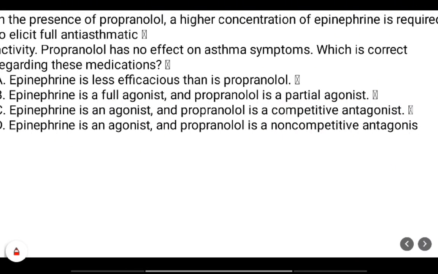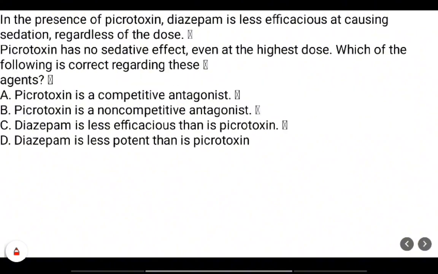Next, okay, in the presence of picrotoxin, diazepam is less efficacious at causing sedation regardless of dose. We are not talking about the dose. Now, picrotoxin has no sedative effect even at the highest dose. Even in the higher doses, it will not give this effect.